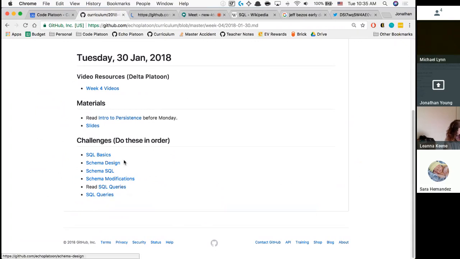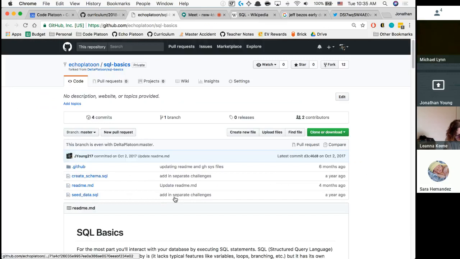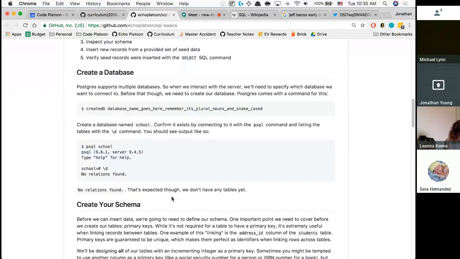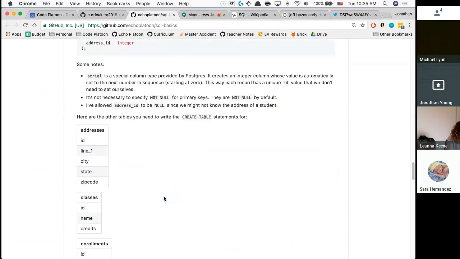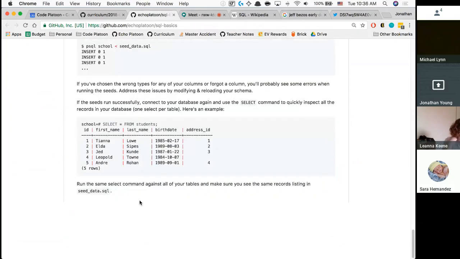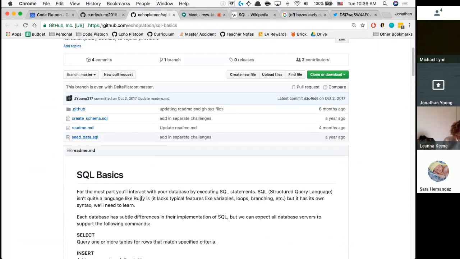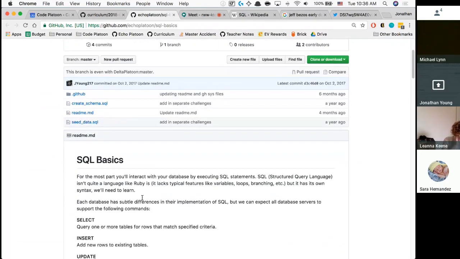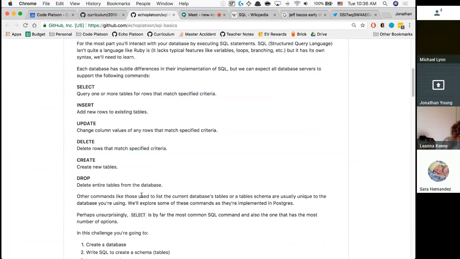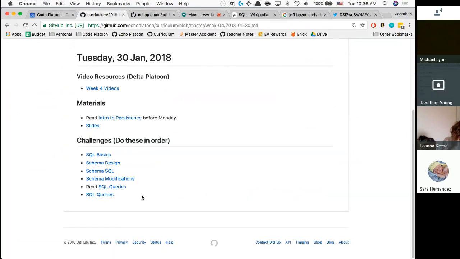The first one is just SQL basics. The good thing about this is I can walk over and just figure out whether or not something works, because it's either going to work or it's not going to work. The READMEs are pretty robust this time around, so read through them and let me know if you have any questions. This first one is basically, let's just write a bunch of SQL.